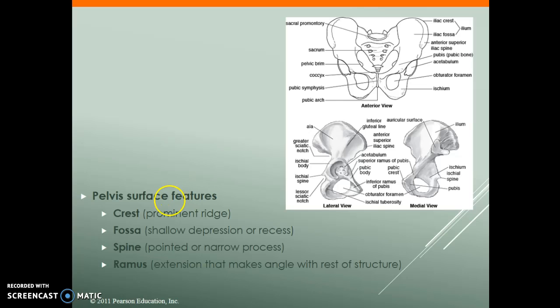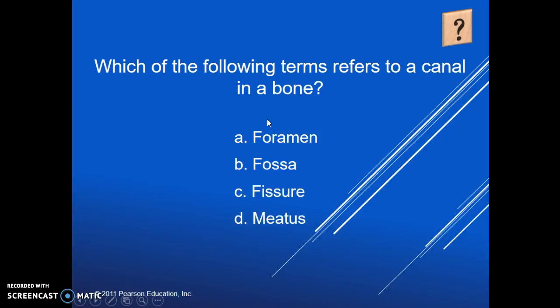The pelvis surface features include the crest. Here is a crest, which is a prominent ridge. A fossa, here's a fossa, which is a shallow depression. Up here you can see it labeled as the iliac fossa. This hip bone, there are two hip bones, right and left, and each is composed of 3 fused bones. The ilium, the ischium, and the pubis. A spine is a pointed or narrow process. And a ramus is an extension that makes an angle.